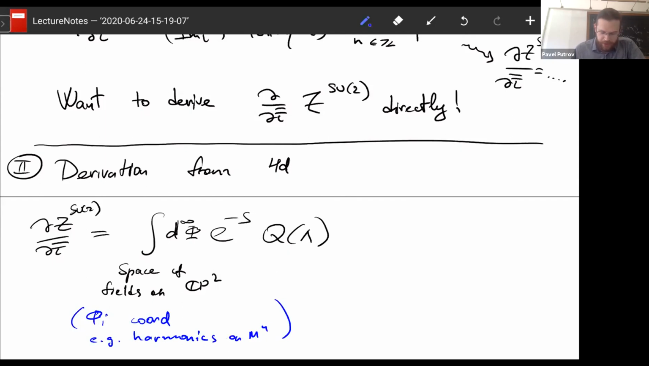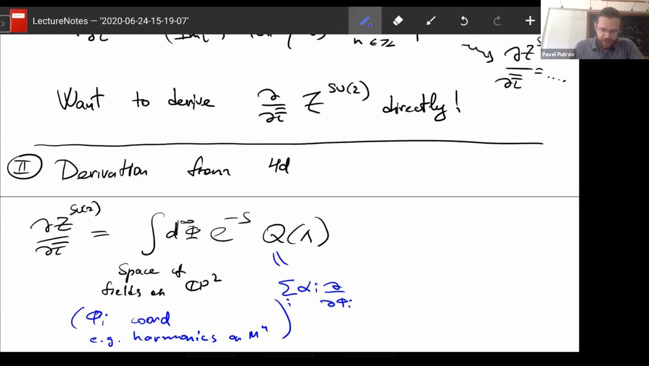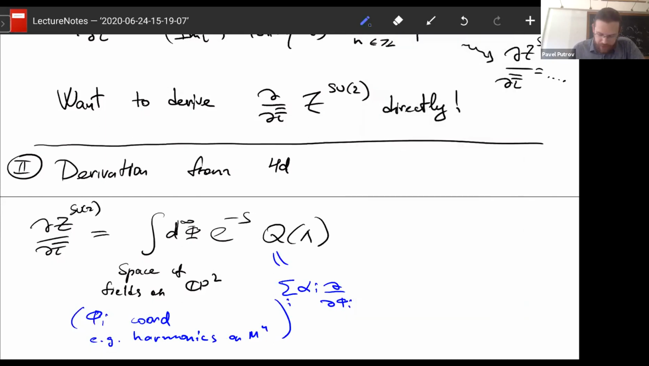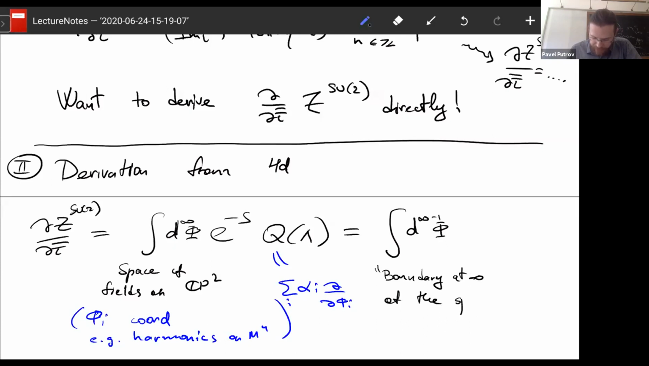And so then, if you introduce some, you can in principle write explicitly your supercharge as a certain vector field or a derivation in this space. And then what you want to get, if you use Stokes theorem, is that you reduce your integral to an integral over the boundary, what I can call the boundary at infinity, of the space of fields.